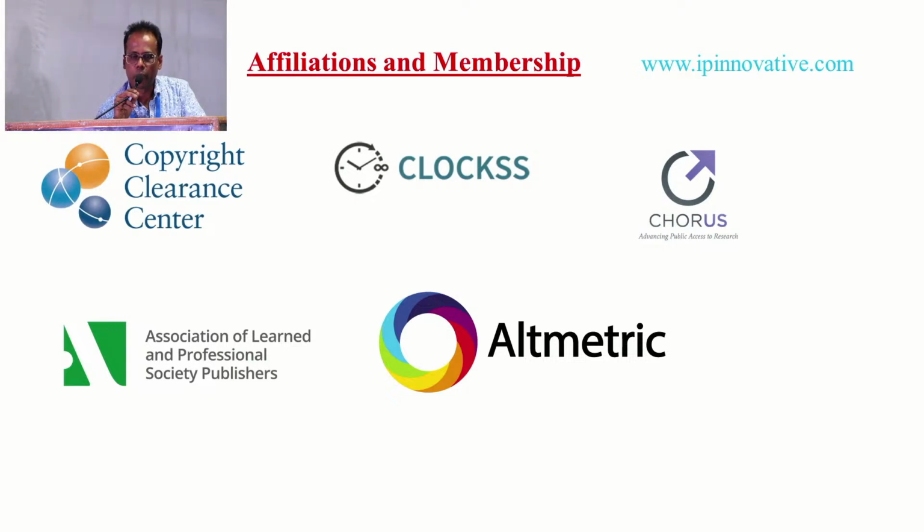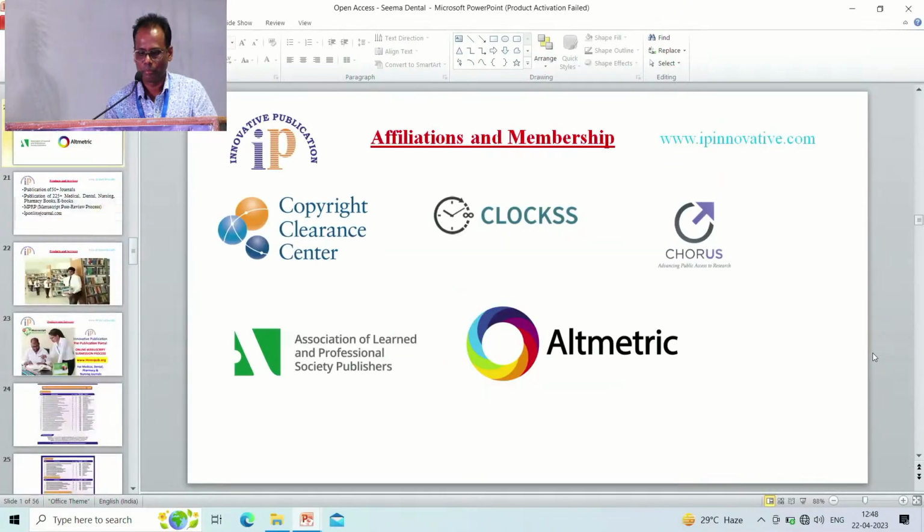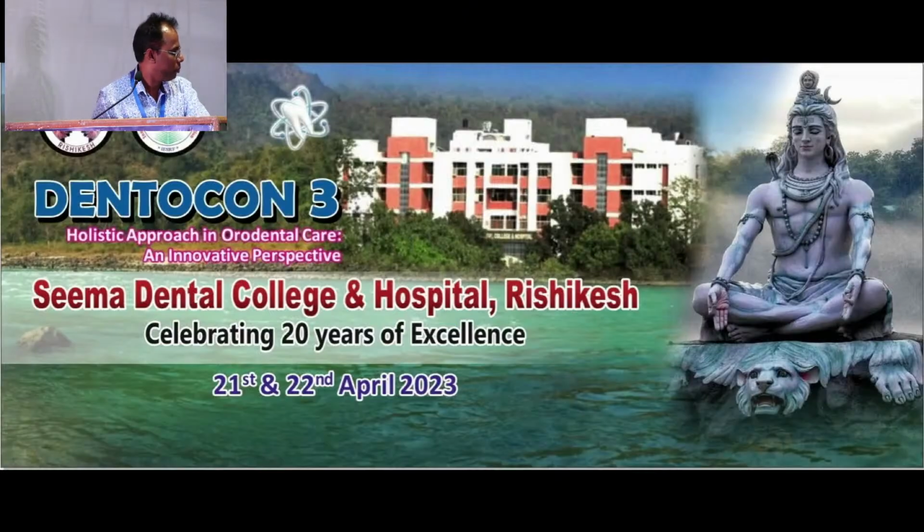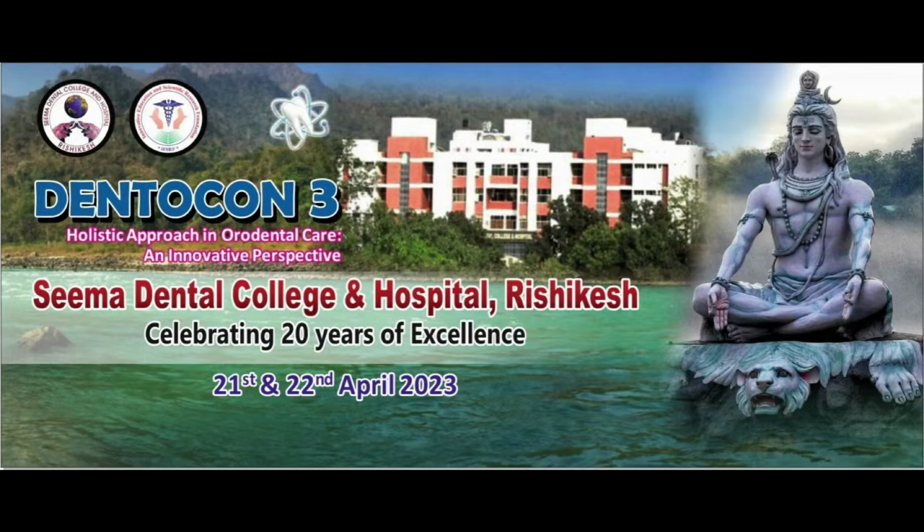So overall, I would like to conclude how to publish research with open access journals. I will elaborate on submission of the manuscript, selection of open access journals, and publication ethics and guidelines. Thank you.